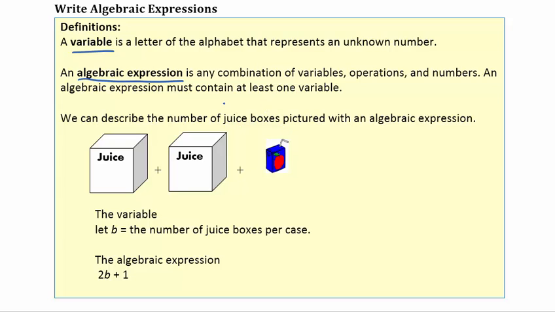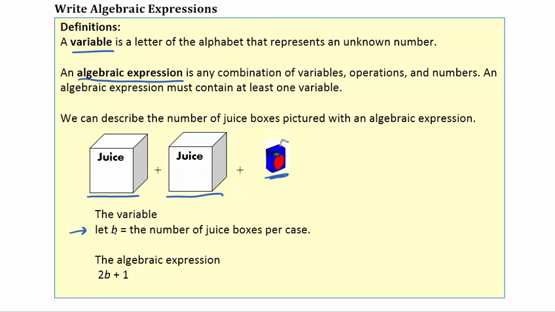So we can describe the number of juice boxes pictured with an algebraic expression. Notice we have a big box of juice boxes, and another one. We don't know how many juice boxes are in these boxes, but we know there's some number of them. So here's a scenario where we can use a variable to help us describe the situation mathematically. This is called our declaration of the variable. We would say, let B equal the number of juice boxes in each of these cases. We'll call these things cases instead of boxes.